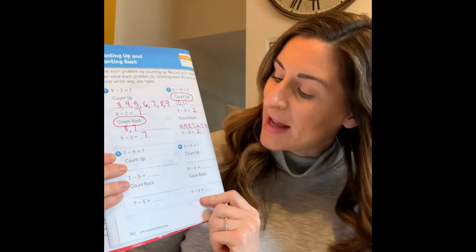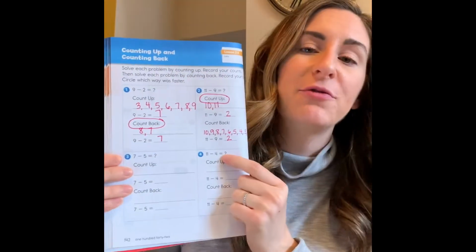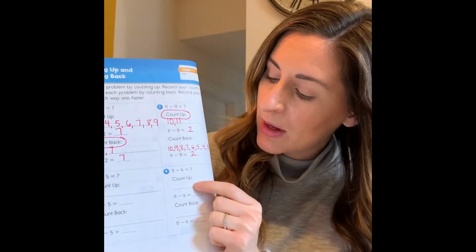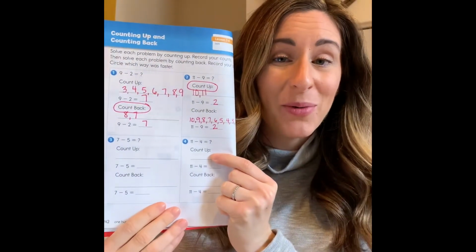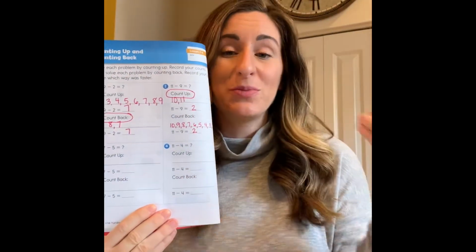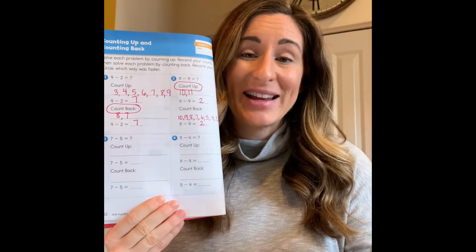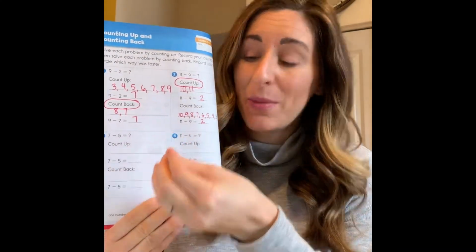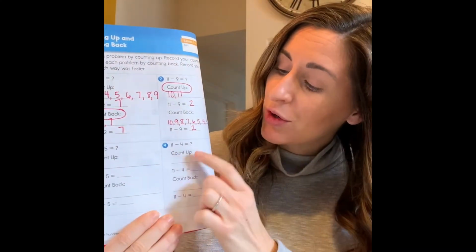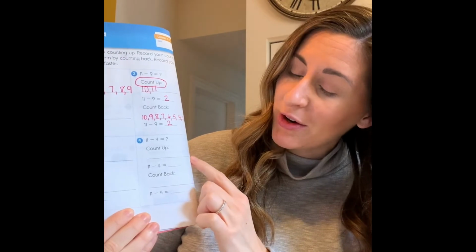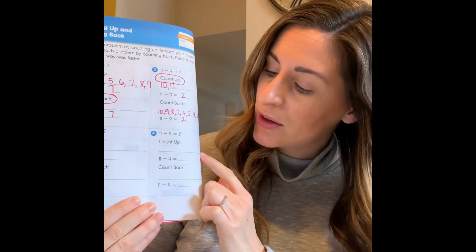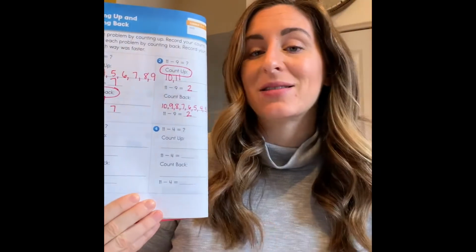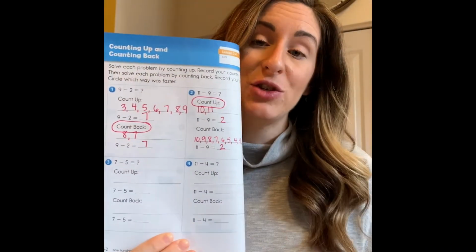Number 4 says 11 minus 4 equals what? To count up, remember, you're going to start at the smaller number and count up until you get to the bigger number. You're going to write down the numbers that you hear when you count and figure out what is 11 minus 4. Go ahead and do that right now.